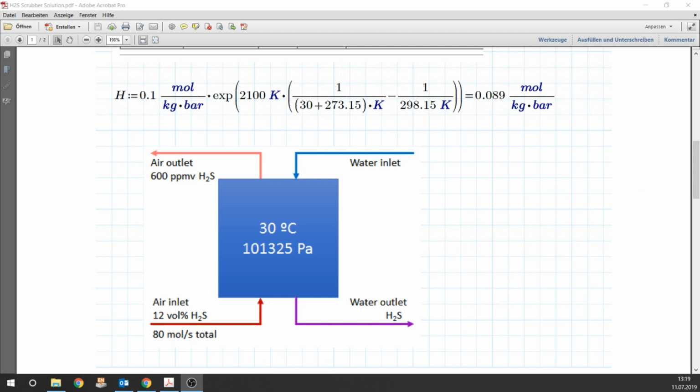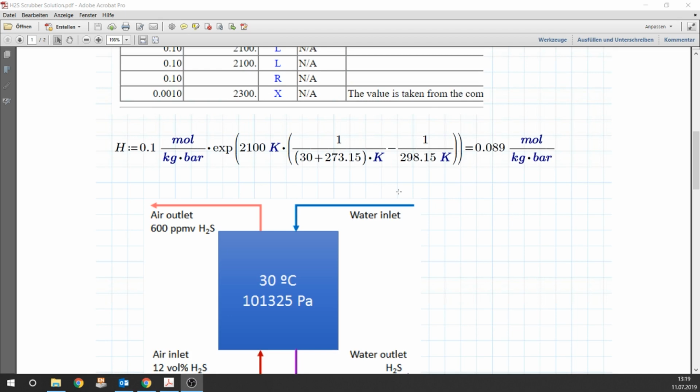And we're told that the outlet of the water is saturated with H2S. And so this means we need to look up the solubility of H2S in water. And this gives us this concentration at the outlet, and the inlet concentration is presumably 0. We assume that pure water is being used here.